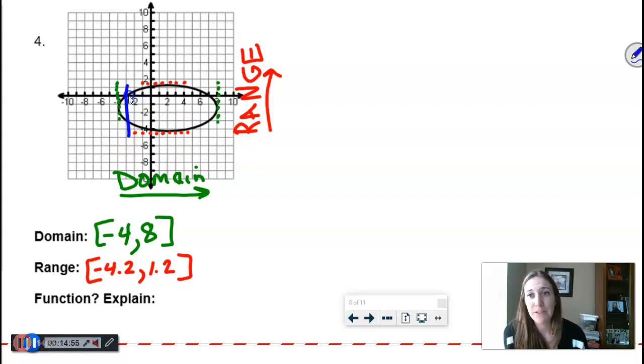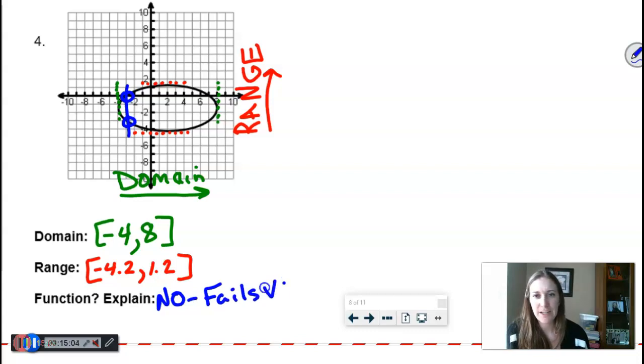All right, now let's perform the vertical line test. Fail right there. There's a whole bunch of places where it fails, but there's just one example of it failing the vertical line test. So no, not a function. It fails the vertical line test.